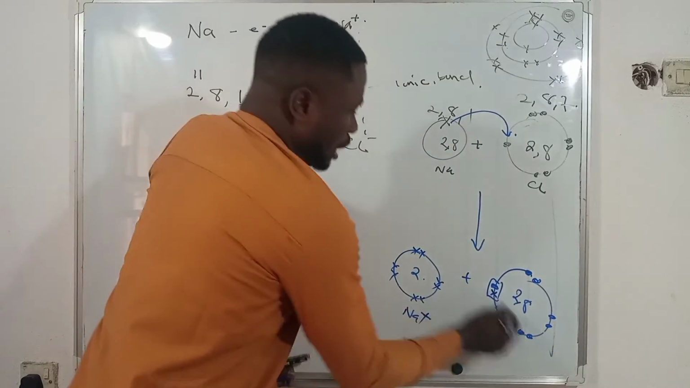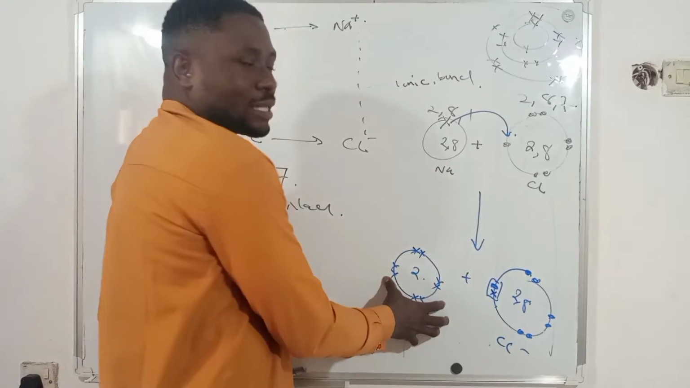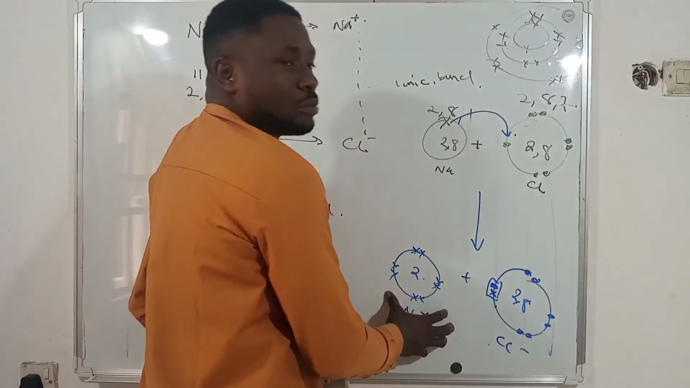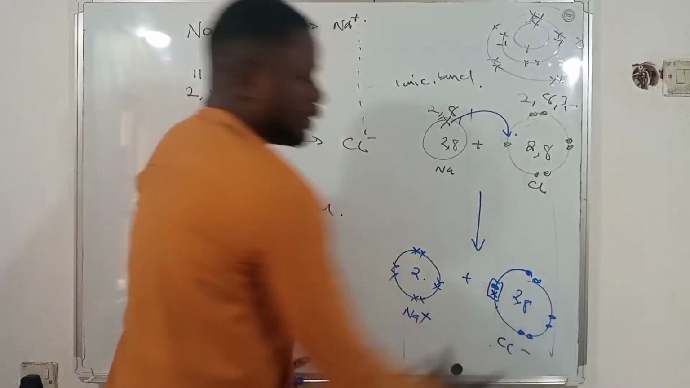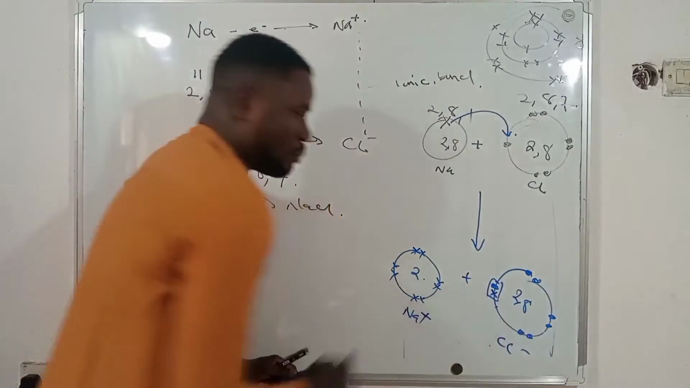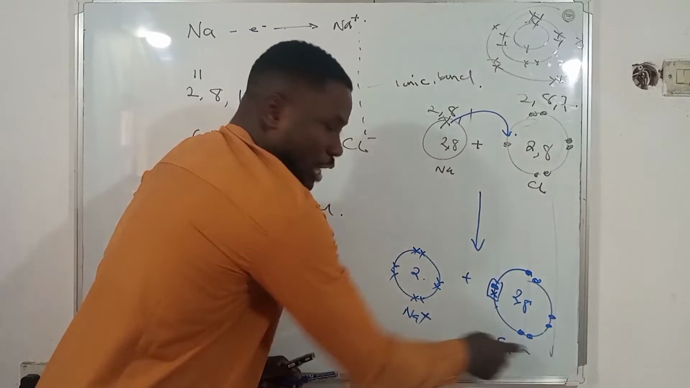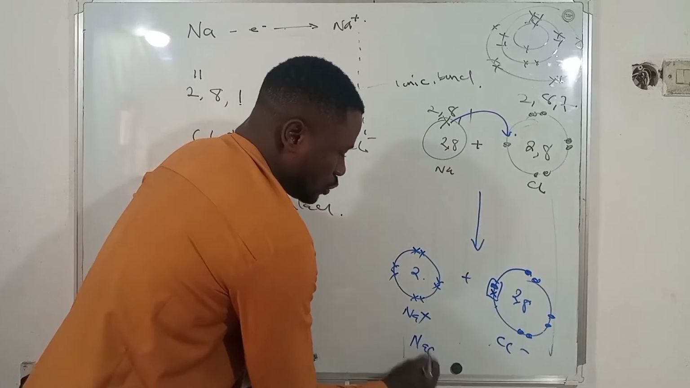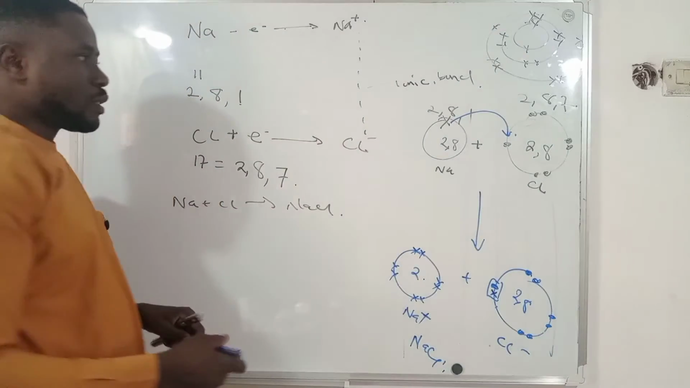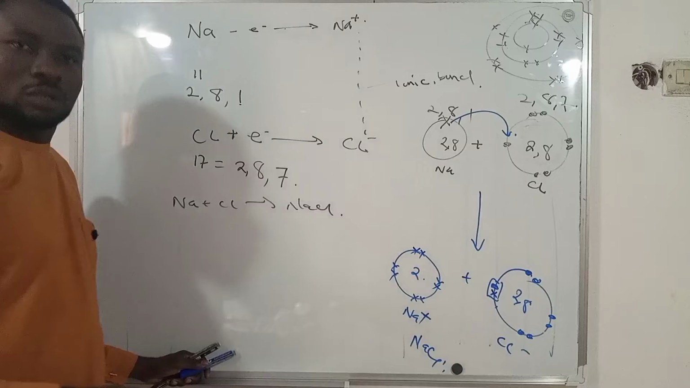You can see now this is chlorine minus. This is the sodium cation, and this is the chlorine anion. When the two of them combine together, this charge will neutralize this charge. You now have sodium chloride. So this is a description of bonding in sodium chloride.